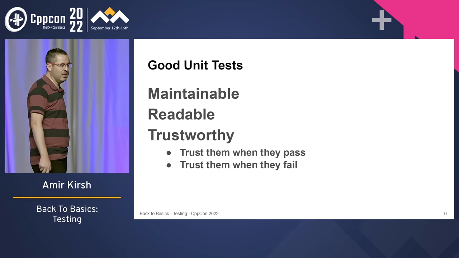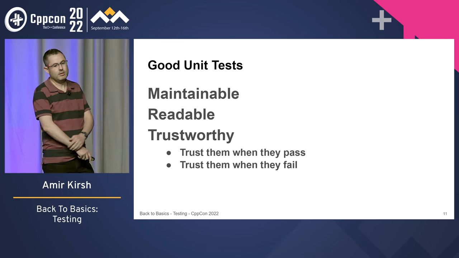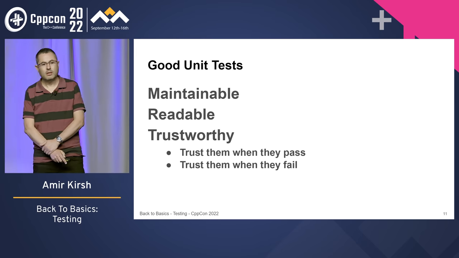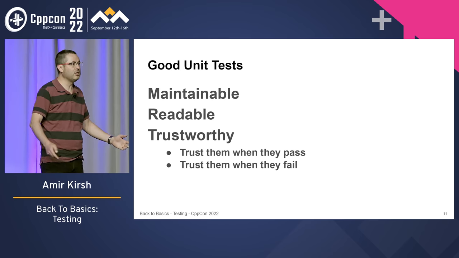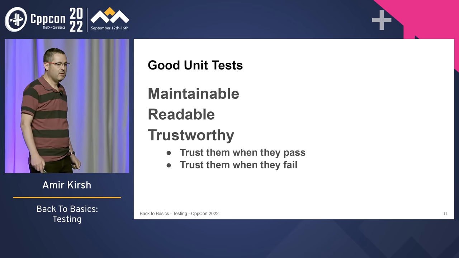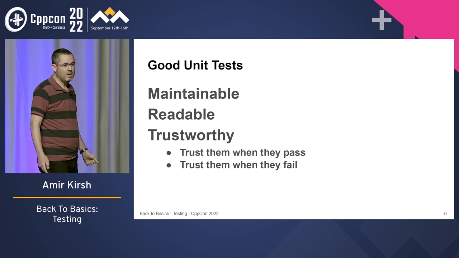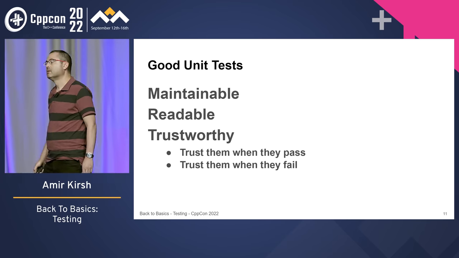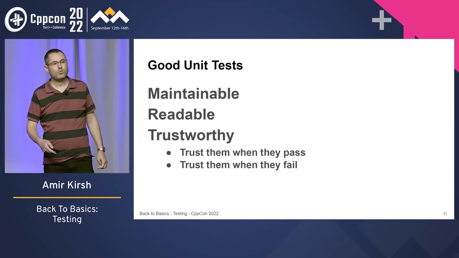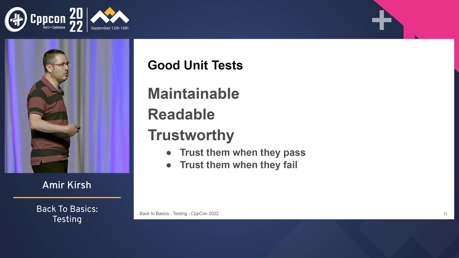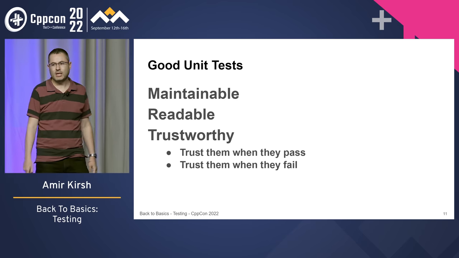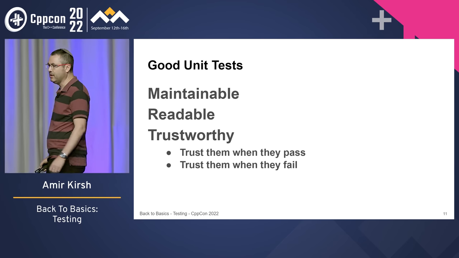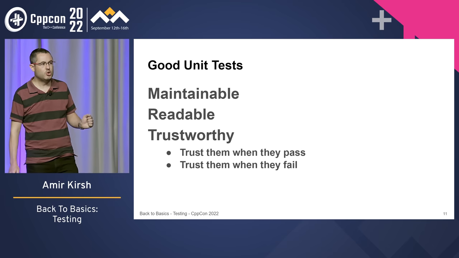Good unit tests should be maintainable, readable, and trustworthy. Maintainable means that if there is a need to change the test, it should not be too hard. And there might be a need to change the test because it might be that the requirements changed, okay? And it might be that we found a bug. Maybe the bug is in the test. It happens. So the test should be maintainable. It should be readable because when we have a bug, when the test fails, we don't want to get into the test and invest too much time in understanding what is going on there. It should be quite easy to understand. And it must be trustworthy in a way that if it fails, it actually shows a problem.